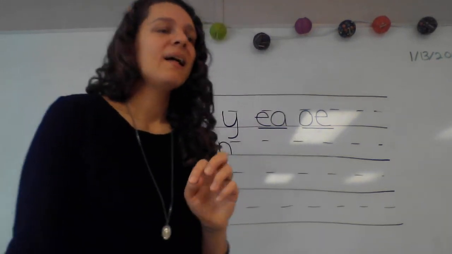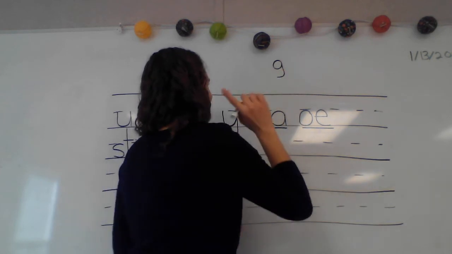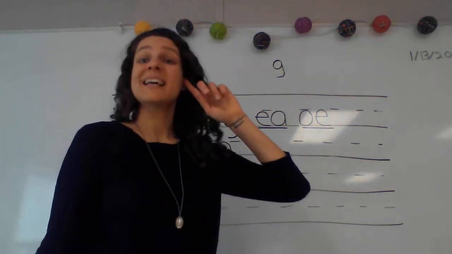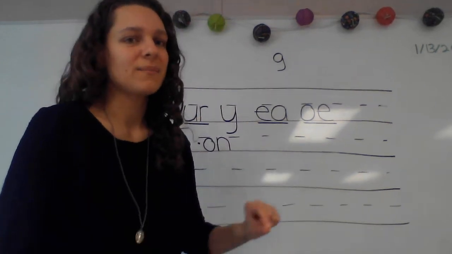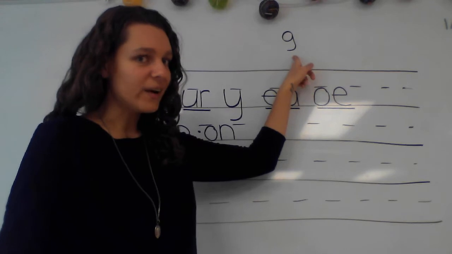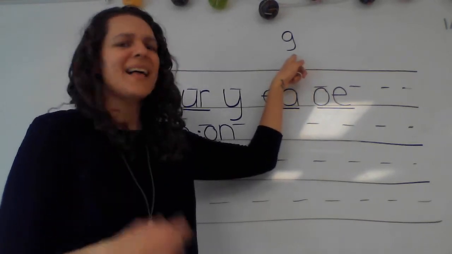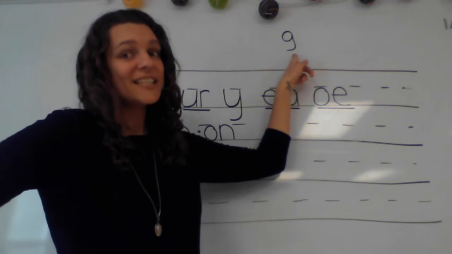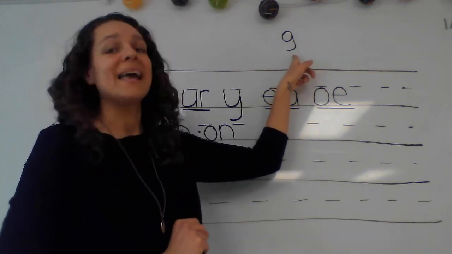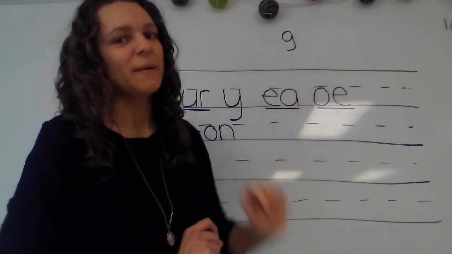A rule about when this can say its second sound. All right, I'll say it if you're not sure. So if you don't know, just listen the first time and then say it with me. G followed by E, I, or Y may say j. All right, class, what lets our g say j in the word gentle? G followed by E, I, or Y may say j.